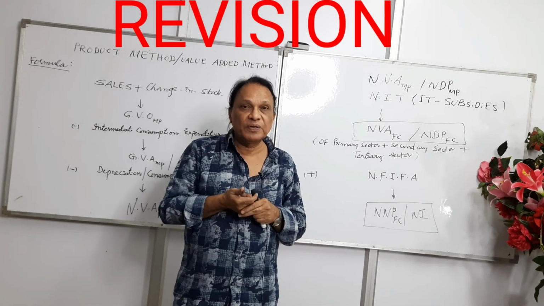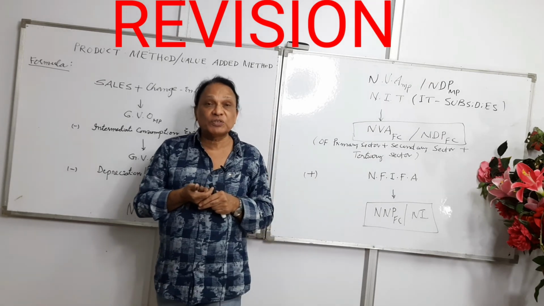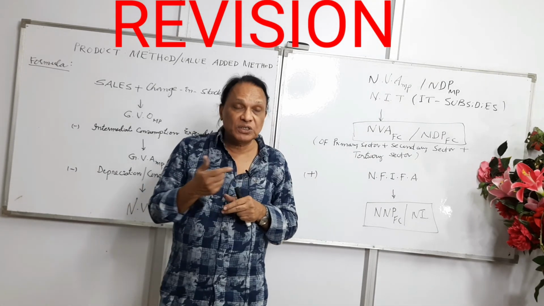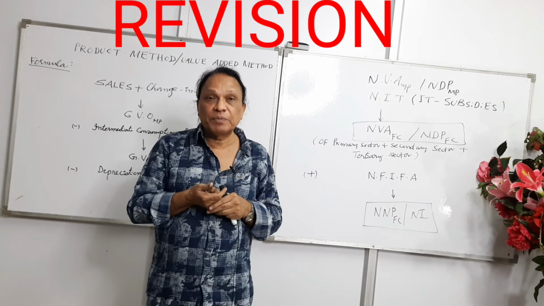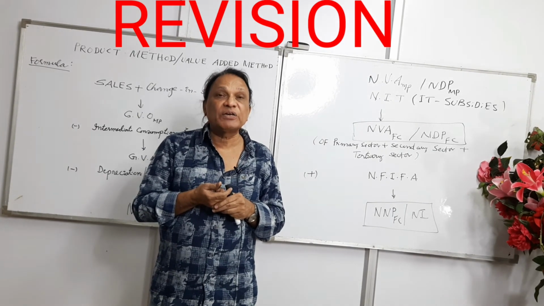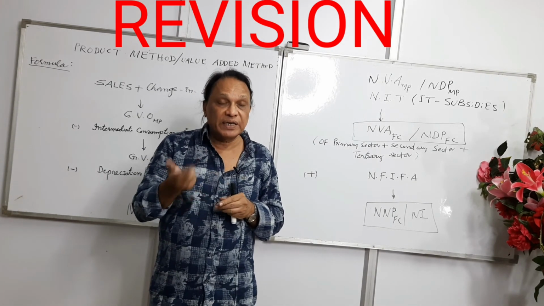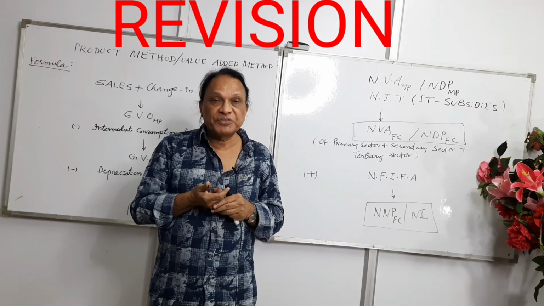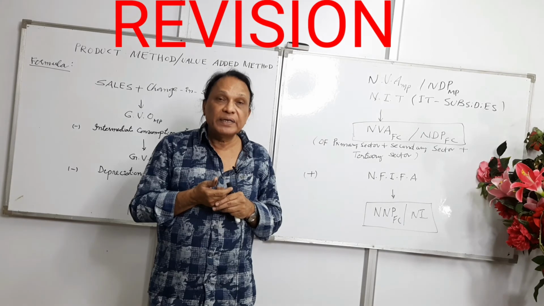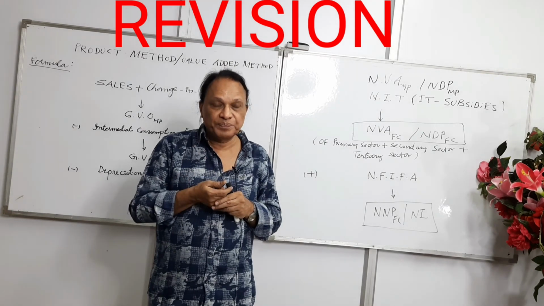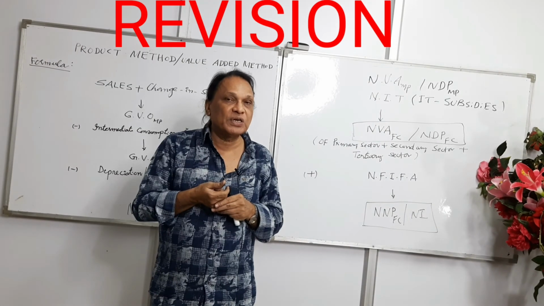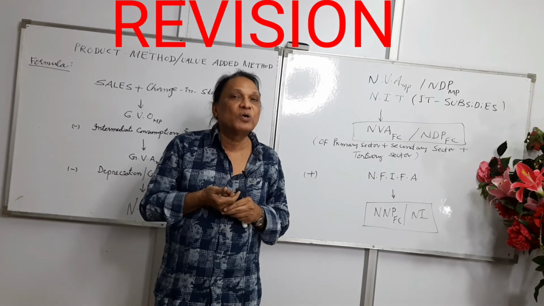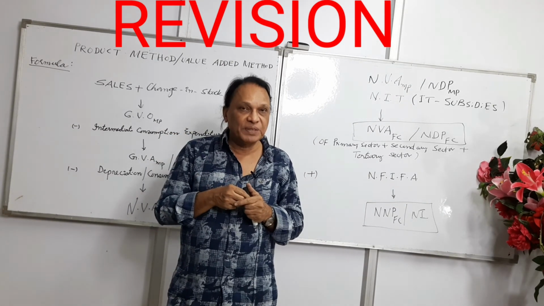That's it, very simple. So sales plus change in stock will give you gross value of output at MP. Minus intermediate consumption, gross value added at MP. Minus depreciation, net value added at MP. Minus NIT, net value added at factor cost, which is nothing but NDP at FC. To this you add NFIA, NNP at FC or national income. So the practice of national income, we will do it later on the board. Right now, please remember the formula.